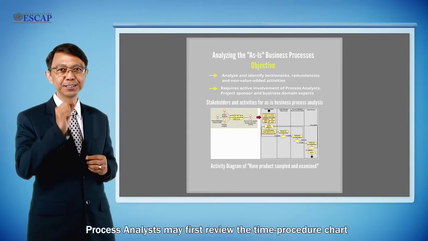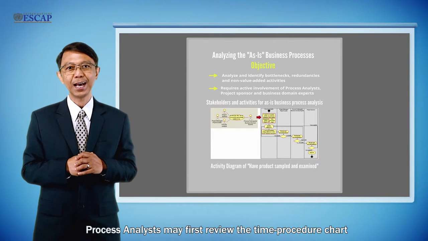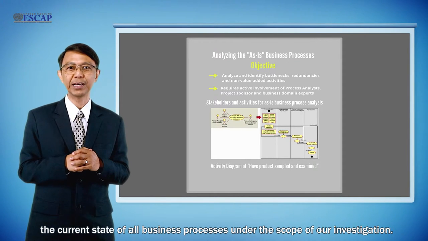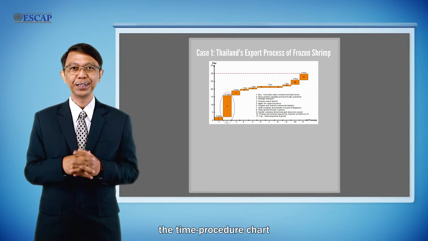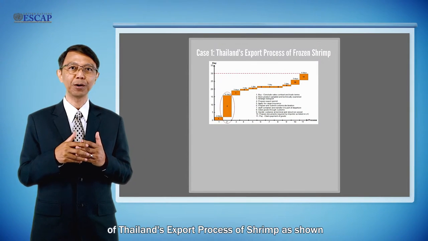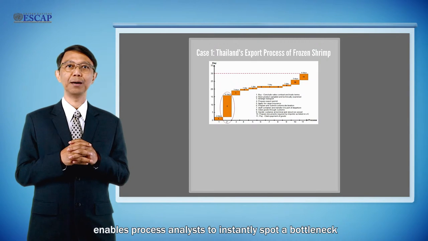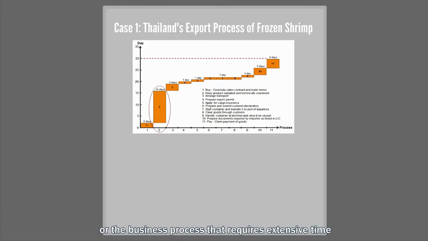Process analysts may first review the time procedure chart as it visualizes the current state of all business processes under the scope of our investigation. For example, the time procedure chart of Thailand's export process of shrimp, as shown, enables process analysts to instantly spot a bottleneck, or the business process that requires extensive time to complete compared to other business processes. In this case, the business process of sample and examine shrimp product takes extensively long, 14 days to complete, compared to other processes.